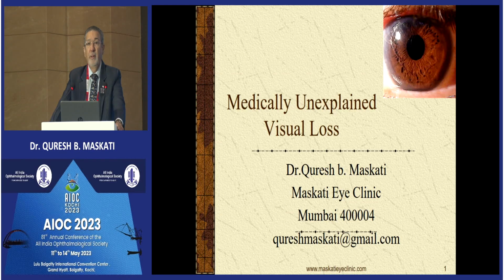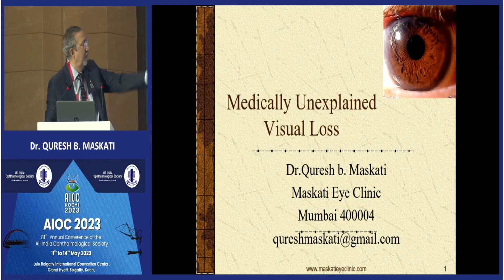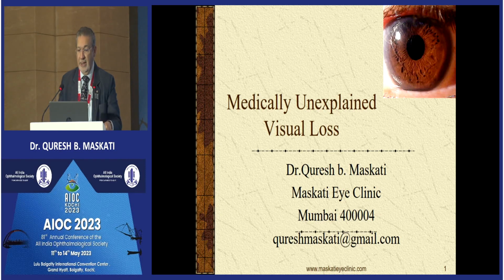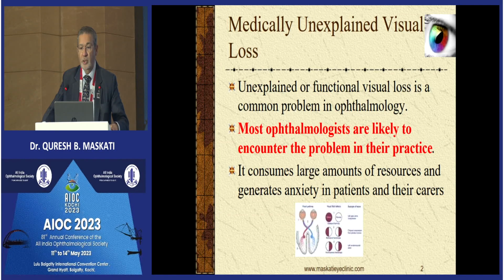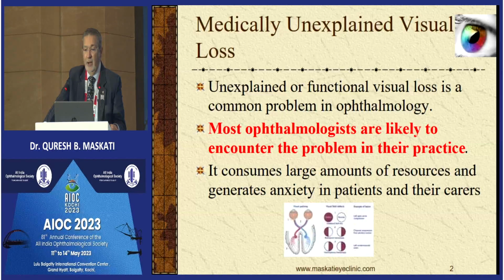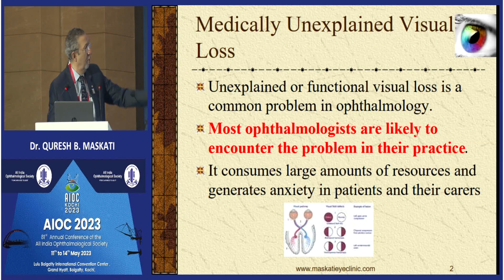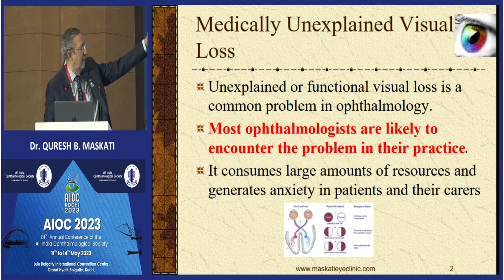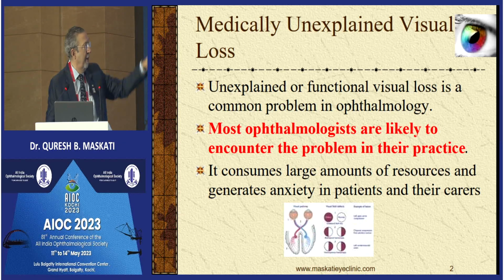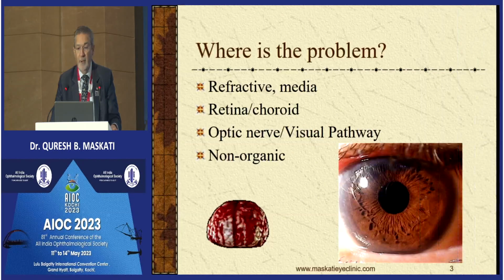So let's start with medically unexplained visual loss. Patient has an eye like this, and patient says, I can't see. So it's a common problem. Most ophthalmologists are likely to encounter this problem in their practice. It consumes a large amount of resources and generates anxiety in patients and their carers. So we need to find out where, right from the cornea at the tip to the occipital cortex at the back, where lies the pathology. At least that much we should be able to decide in a patient with medically unexplained visual loss.